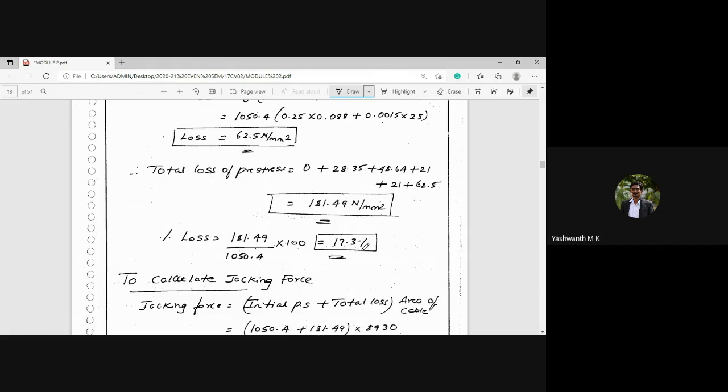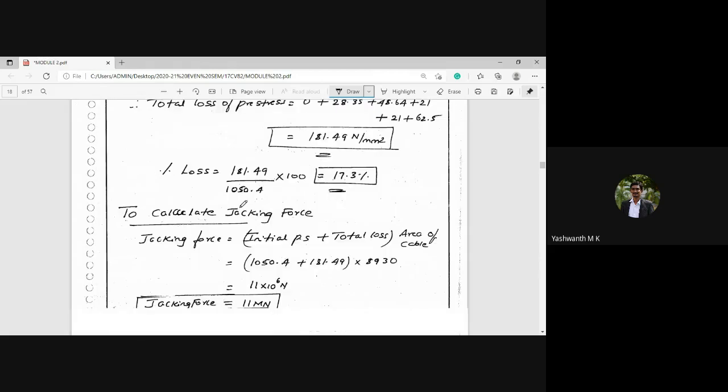Observe one thing here. When you compare with the last two problems, the losses are very small in the case of the post-tension beam as compared to the pre-tension beam. Is it clear? So like this, we need to calculate the loss of pre-stress. And apart from this, this problem also asks what the jacking force is.